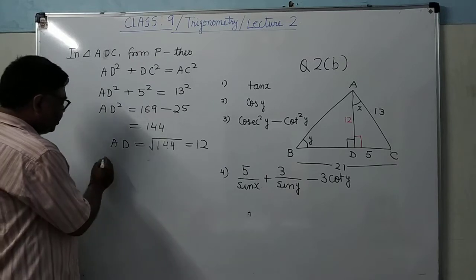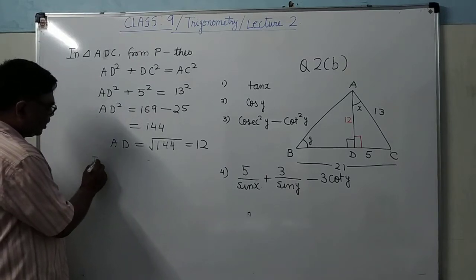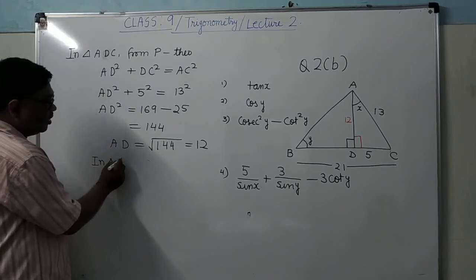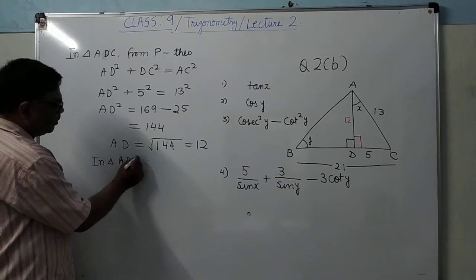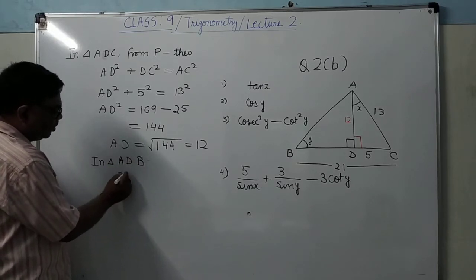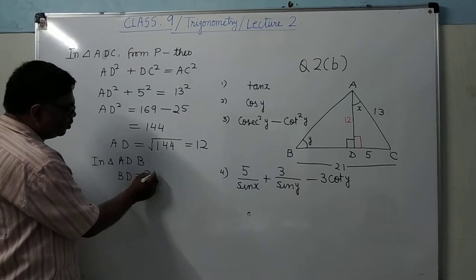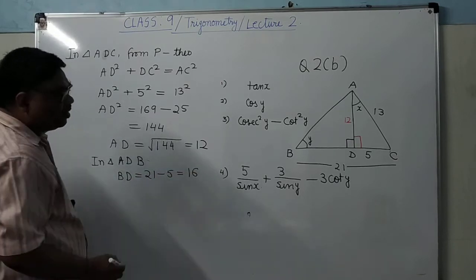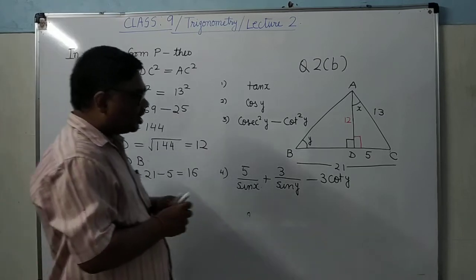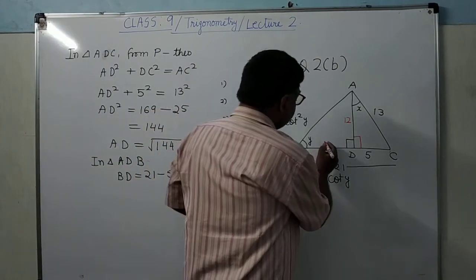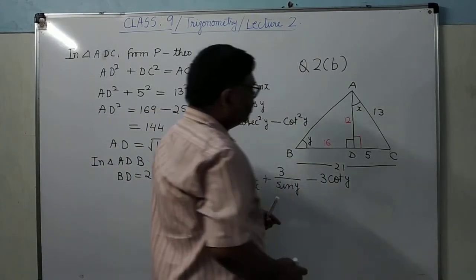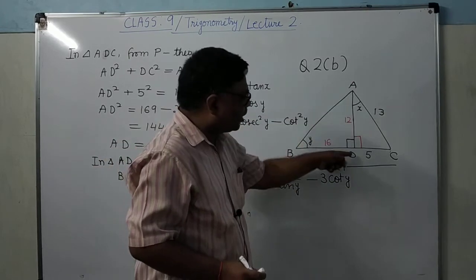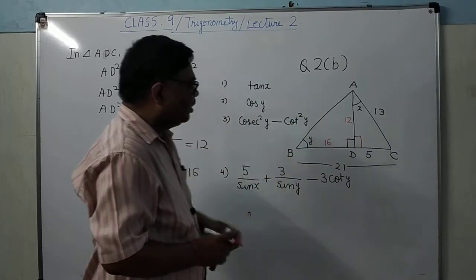So what will be BD in triangle ADB? BD will be equal to that, which equals 16. So now this side is also known to you, and you write here 16. Once again, by using the Pythagoras theorem, you can find AB.